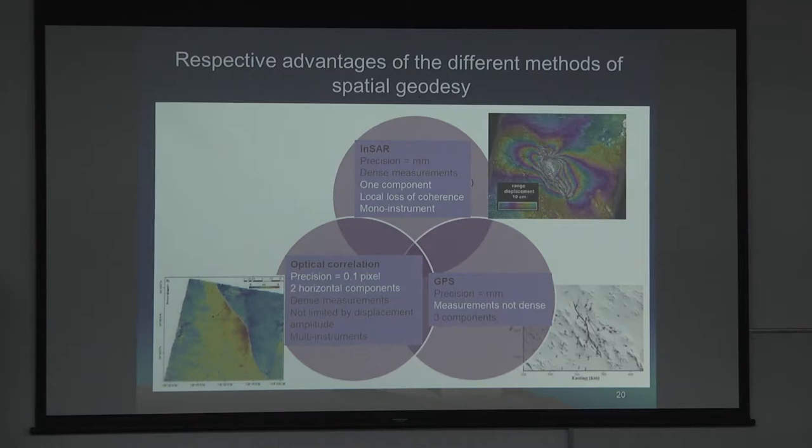You can combine techniques, obviously. For that reason, the three circles are intersecting. In particular, if you want to have a continuous field of deformation with three components, you can use the InSAR technique plus optical correlation. Optical correlation will give you the horizontal motion, so the X and Y components. And the InSAR will give you some oblique view. So if you have an oblique view and you already know the horizontal components, you will end up retrieving the vertical one. So combining the two, you can have the three-component field of deformation.